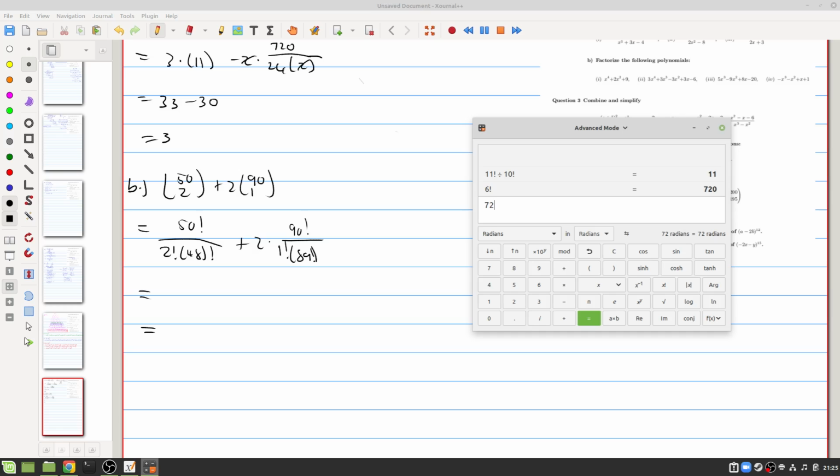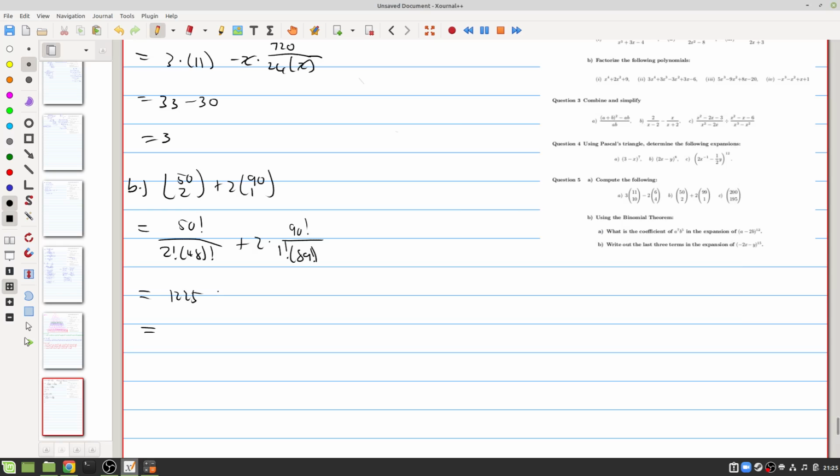So let's actually check. I don't think 50 factorial will actually give us an answer. It's too big for the calculator. Yeah, see, it's a ridiculously big number. But let's see what happens. Maybe it can bypass those things if we just put it all in. So 50 factorial. I suppose we can just start with normal. 50 factorial divided by 2 factorial times 48 factorial. That it can give us, yeah, 1225, good.